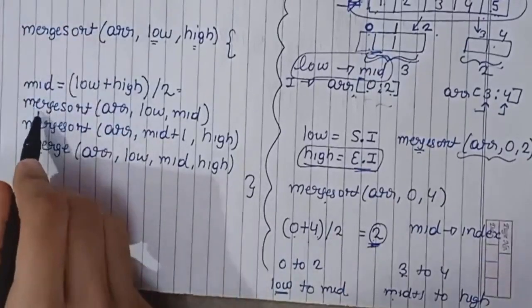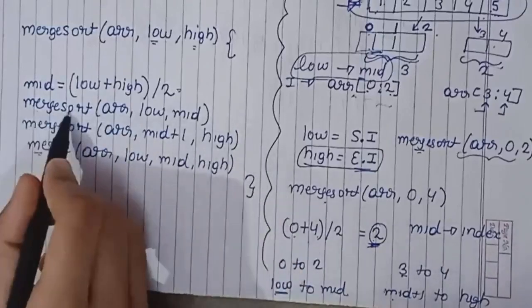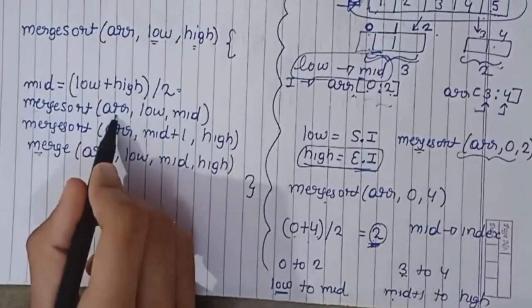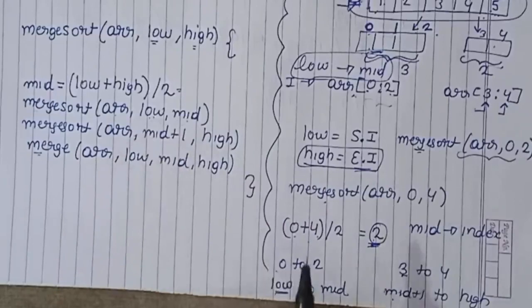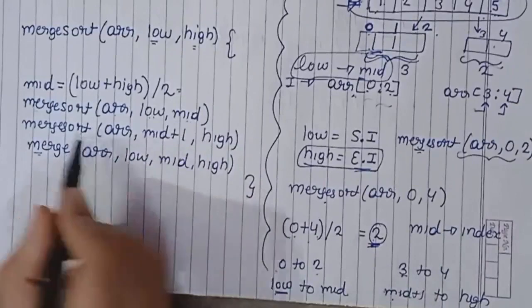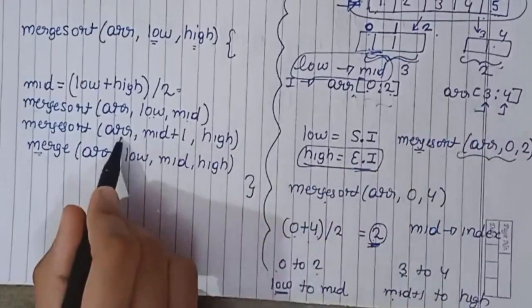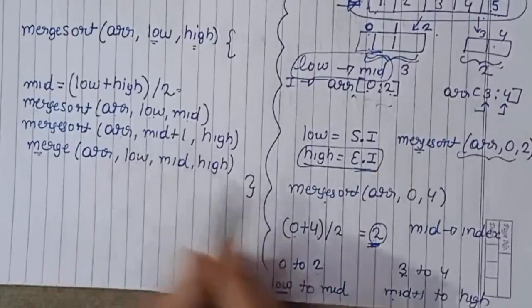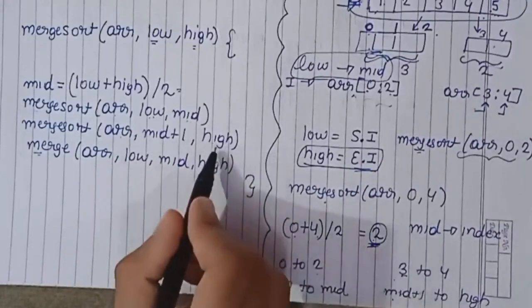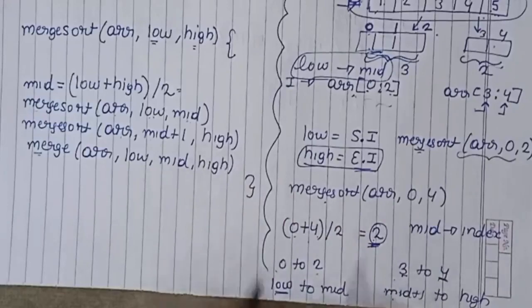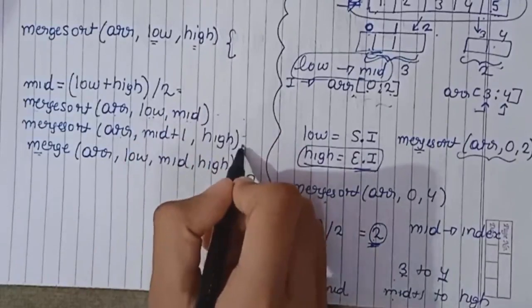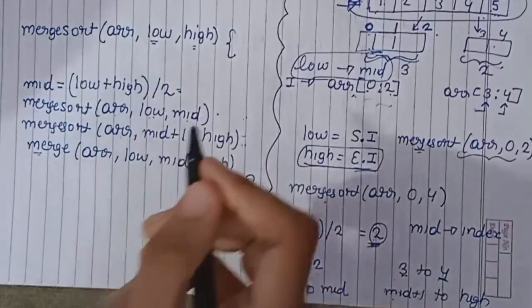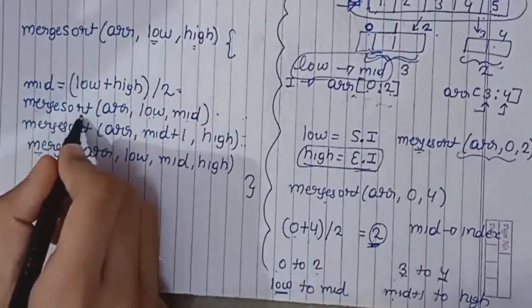So here you can note that I am giving my merge sort function the parameters array, low to mid. Low is the starting index, which is 0, and mid is the ending index, which is 2. And here I am applying merge sort on the second array, whose starting index is mid plus 1, which is 3, and ending index is high, which is 4. So in this way, using the concept of mid, I have divided my array into two subarrays, and again I have applied the merge sort algorithm.